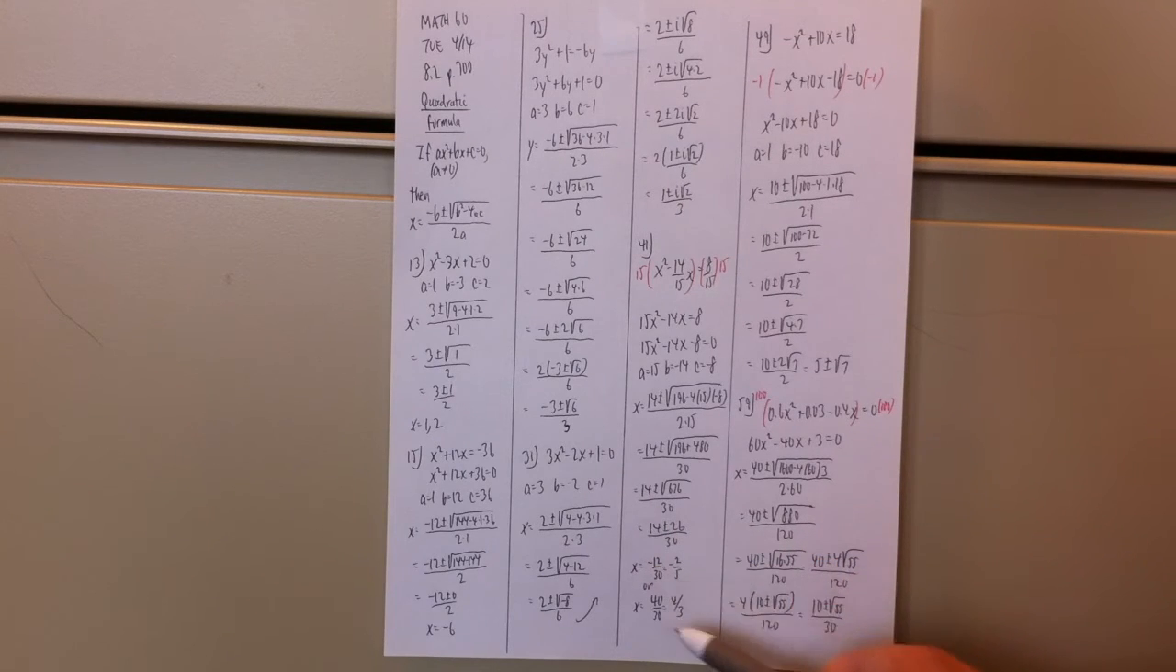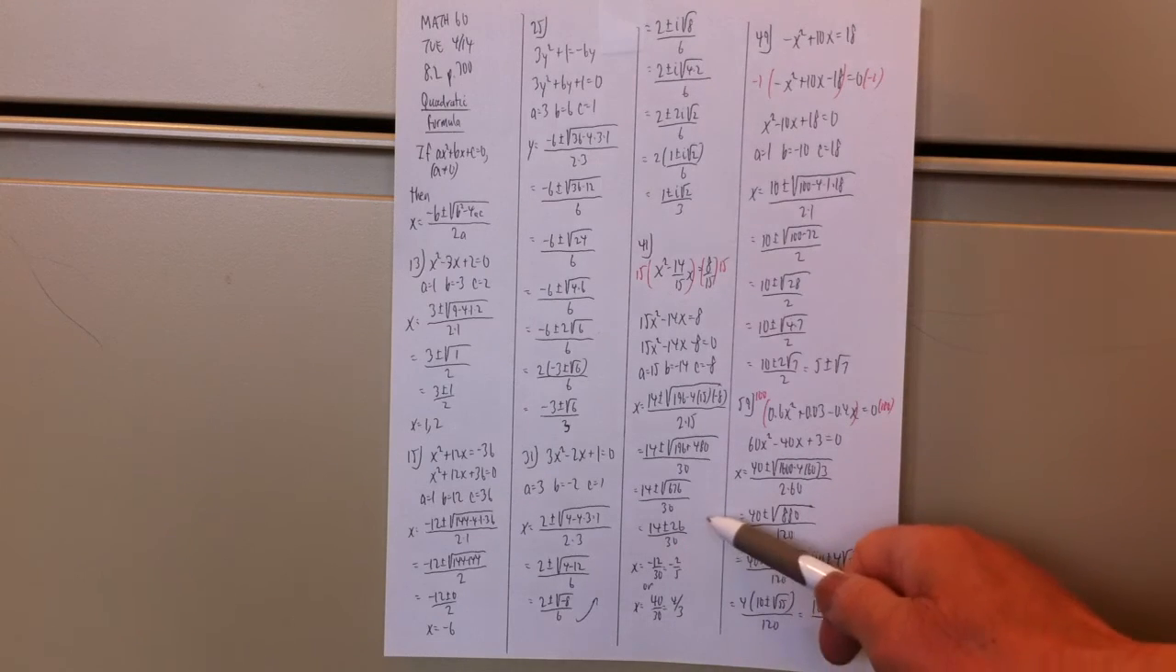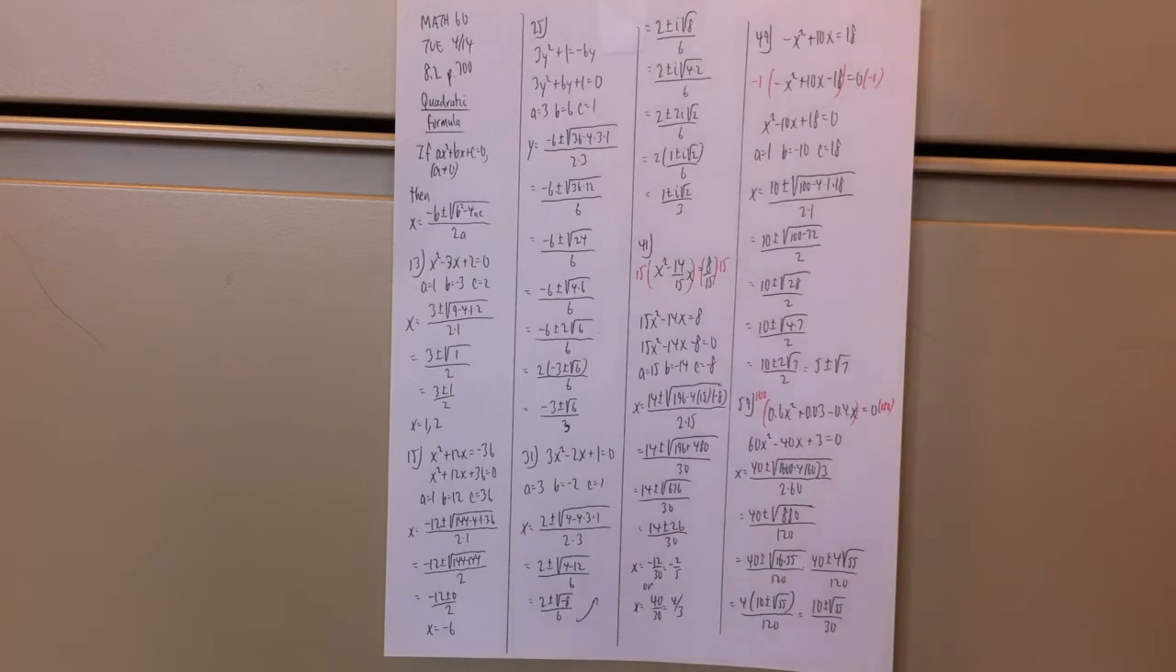14 minus 26 is negative 12. So negative 12 over 30, which reduces to negative 2/5. Or 14 plus 26 is 40, so I have 40 over 30, that reduces to 4/3. Always reduce your fractions. So my two solutions are negative 2/5 and a positive 4/3.